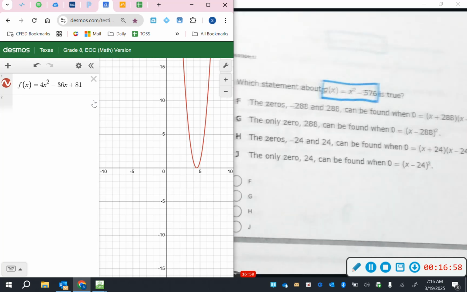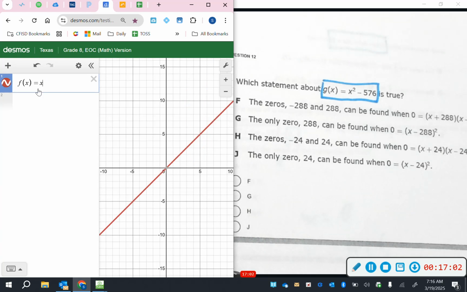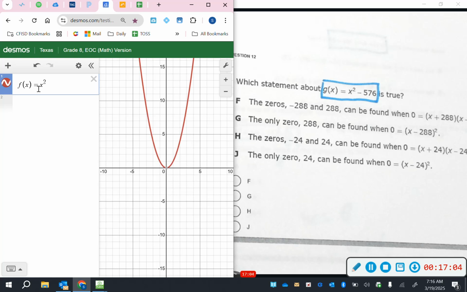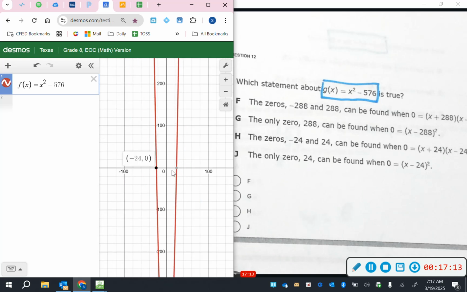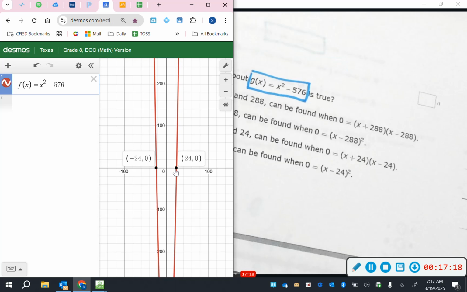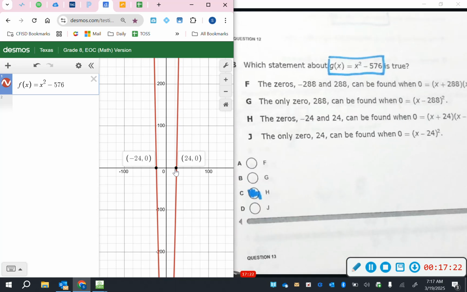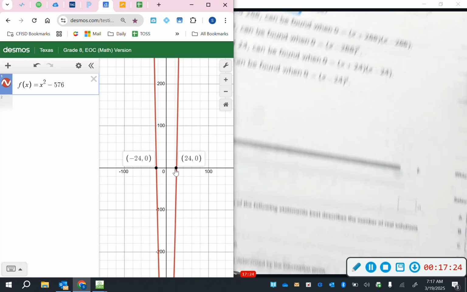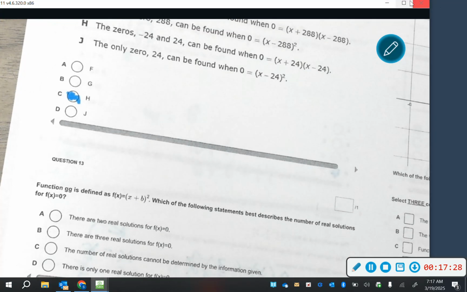So sorry, but I could not pause the video because if I pause it, I would lose all the work I did, and I would have to start all over, and I do not have time. Minus 576. Okay. Let me zoom out. Our zeros are at negative 24 and positive 24. So our answer has to be H. Bam.